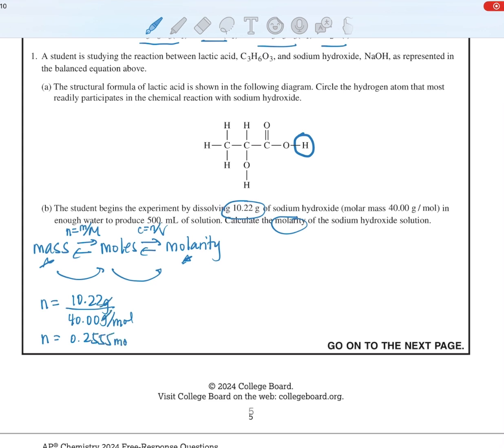The grams cancel out, and the mole will reciprocal to the top. So I'm showing my units and unit cancellations to show where my unit came from. That is not my final answer, so I did leave all the decimal places. Now I'm going to turn this into molarity by plugging it into C equals n over V. So the concentration is 0.2555 mole divided by, we're going to change the 500 milliliters into liters because the standard unit for concentration is moles per liter.